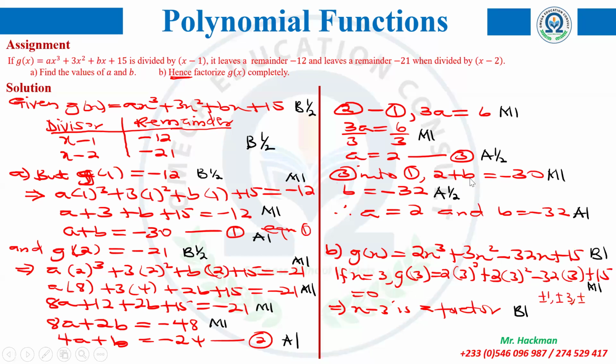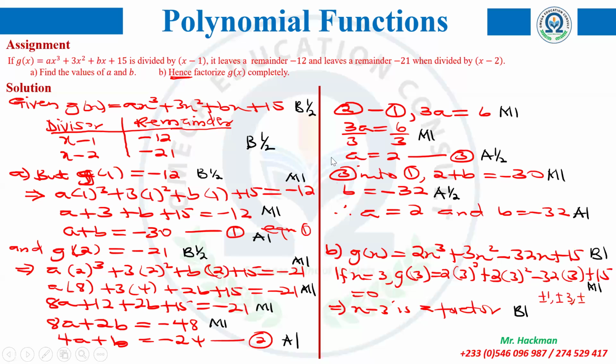So you now come and solve for B. So B will be equal to minus 30 minus 2. So that will give you minus 32. So at this point, you know your values for A and B, you draw your conclusion. Therefore, A is equal to 2 and B is equal to minus 32. The whole of this will give you 1 mark. In actual fact, it is half for this, half for that.